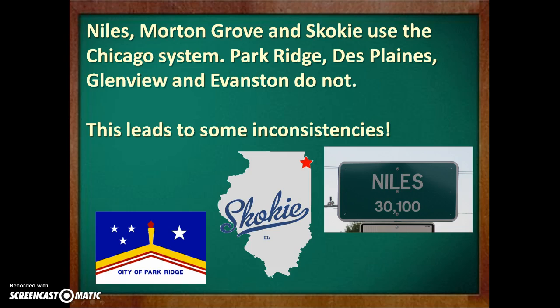It turns out that Niles, Morton Grove, and Skokie use the Chicago system. Park Ridge, most of Des Plaines, Glenview, and Evanston don't. They use their own system for addresses. This leads to some very important inconsistencies.